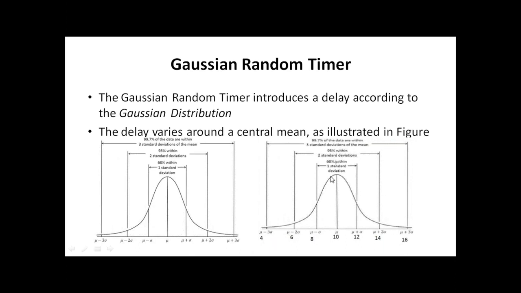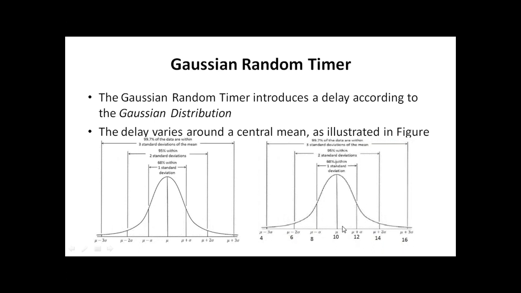Now you see, 68% of the time your response times will be between 8 and 12 seconds. So if you execute 100 iterations, 68 times the response times will be between 8 and 12 seconds, if you give a mean of 10 and a variance of 2 seconds. And 95% of the time, your response times will be between 6 and 14 seconds. And 99.7% of the time, it will be between 4 and 16 seconds. That's how you distribute this graph.